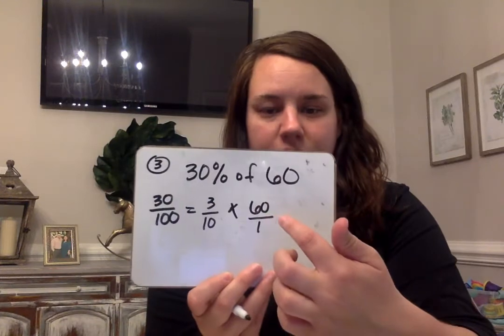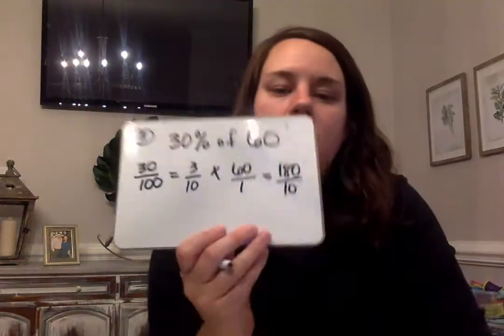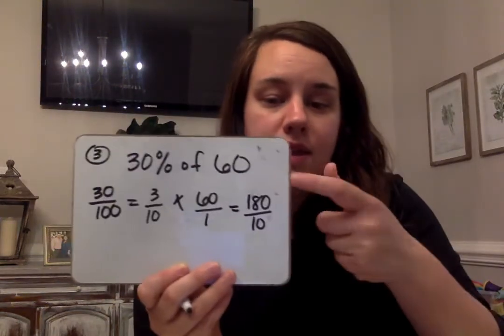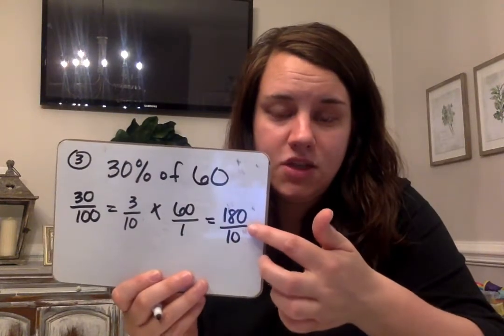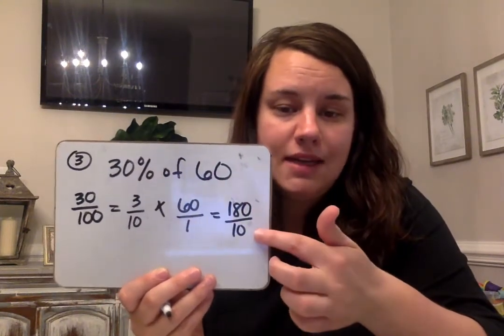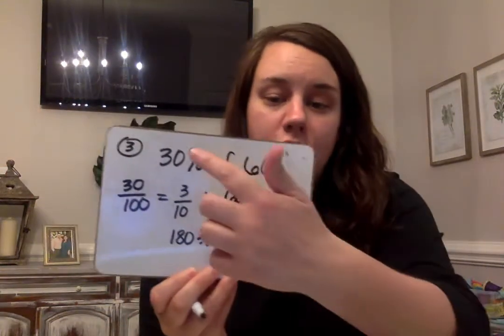3 times 60 will give you 180 because 3 times 6 is 18, and then 180 over 10. Okay, this is an improper fraction. So what do you do if you have an improper fraction? This is a division symbol. So 180 divided by 10 equals 18. So what is 30% of 60?